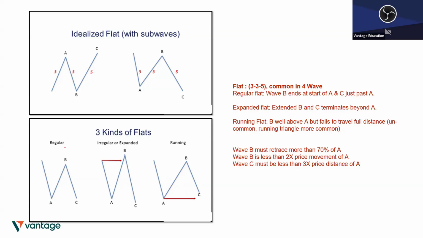It comes in flats, where it is a flat pattern. It comes in irregular or expanded flats. It comes in running flats. It comes in many, many different patterns. I'm just going to leave this here again in case you want to take a photo. Cool, everyone good?